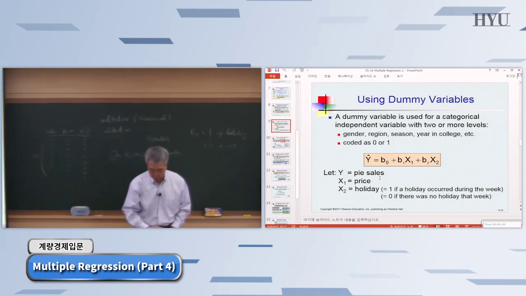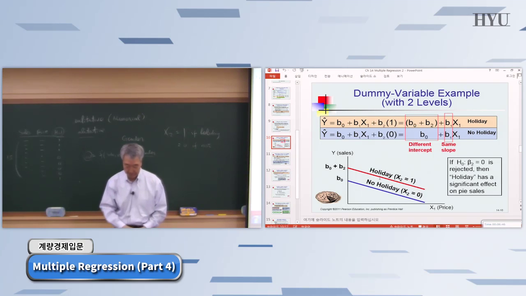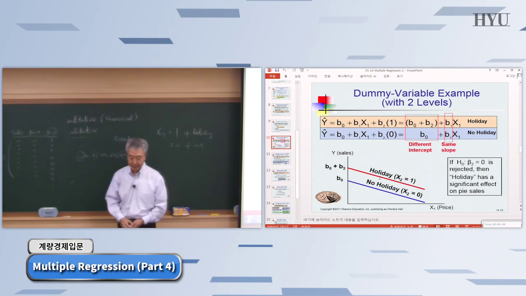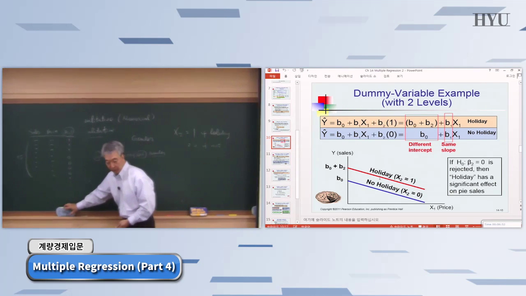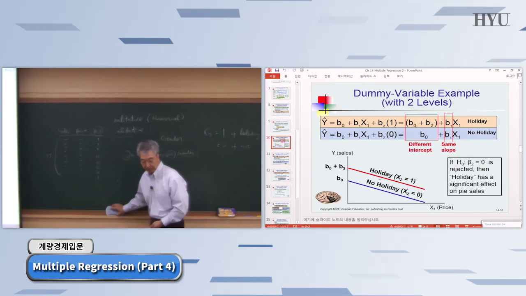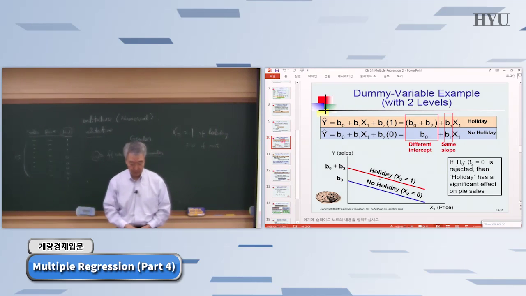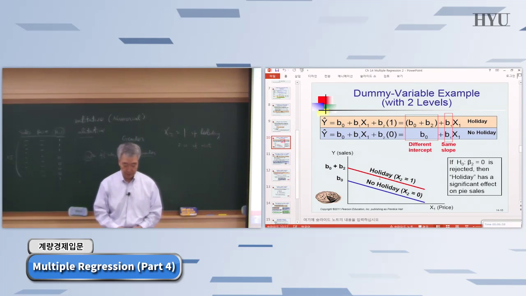All right, how does that work? So if you have this equation, say B0, once you estimate the equation, y hat becomes B0 plus B1 x1 plus B2 times 1 for holiday, if that week included a holiday, right?